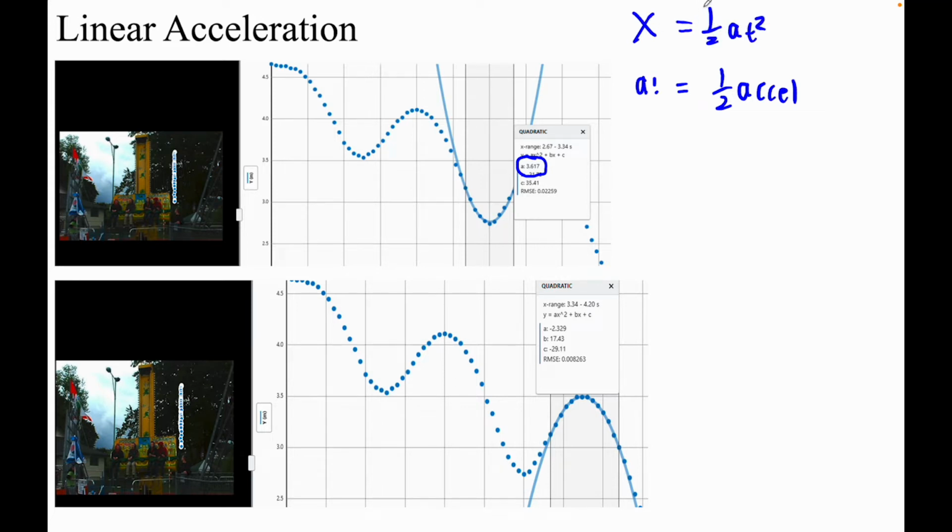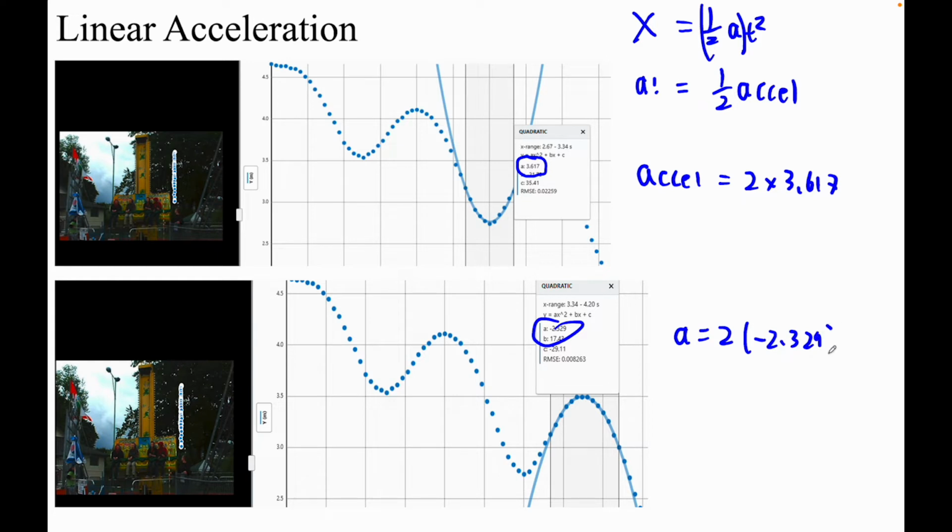So this coefficient of t squared in this case is just half of a. For example, this acceleration is going to be 2 times 3.617. This acceleration here is going to be 2 times negative 2.329. Okay, so we can figure it out, and you've done this before the Oaks Park lab, right? That's why we did it before Oaks Park.